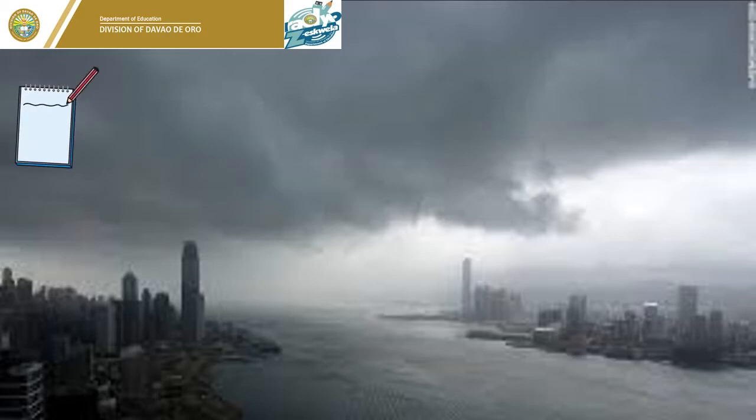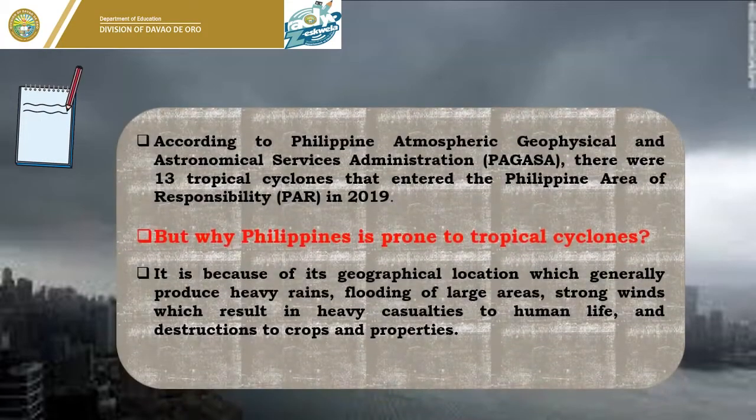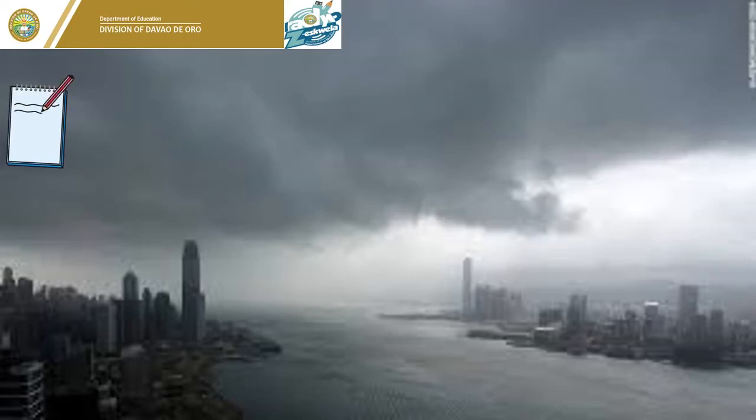That is why it is very important to have sufficient knowledge on tropical cyclones for our own benefit. According to the Philippine Atmospheric, Geophysical and Astronomical Services Administration or PAGASA, there were 13 tropical cyclones that entered the Philippine Area of Responsibility or PAR in 2019. But why is the Philippines prone to tropical cyclones? It is because of its geographical location, which generally produces heavy rains, flooding of large areas, and strong winds, which result in heavy casualties to human life, and destruction to crops and even properties. But how does a tropical cyclone form or develop?